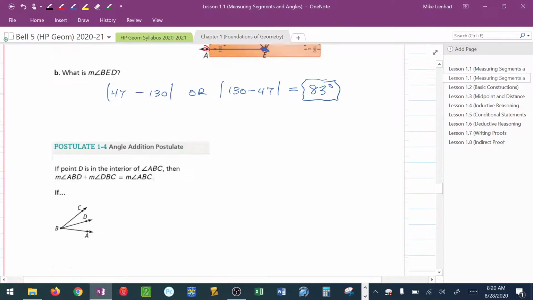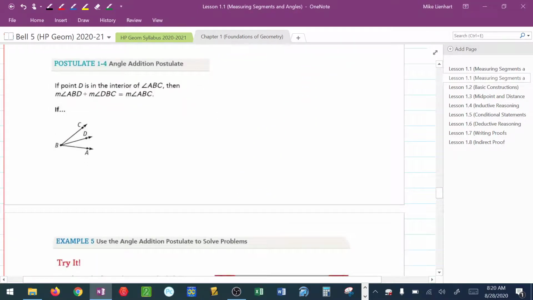83 degrees. All right. Here's what I was saying before, guys. I apologize. The angle addition postulate is very similar to the segment addition postulate. And what this says is little angle plus little angle equals big angle. Angle ABD is this angle down here, from A to B through D.